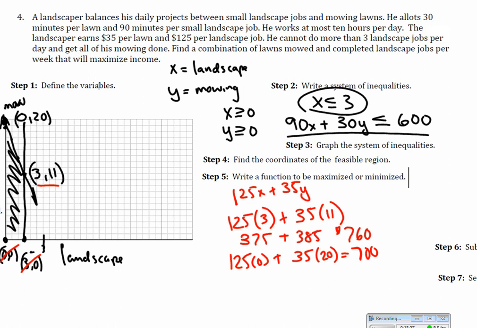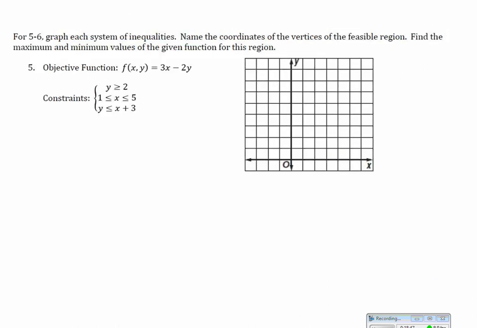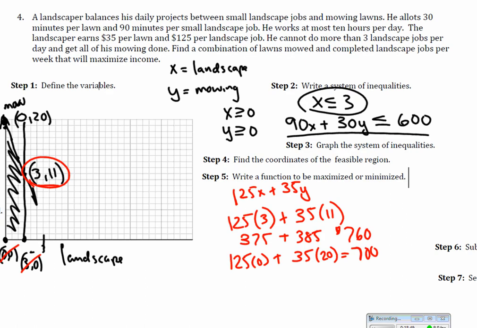So what's my best bet? The best way to use my time is to do 3 landscaping jobs and 11 lawns in one day. All right, I'm going to call that the end of part 1. I'll take a look, keep going with number 2, and we'll go from there.